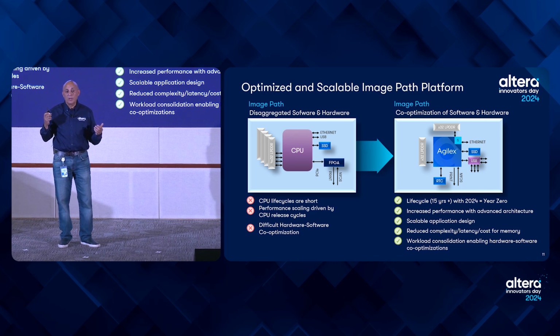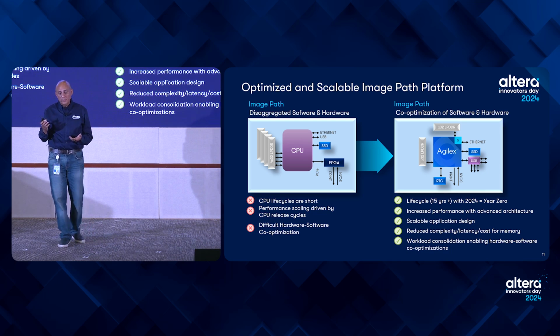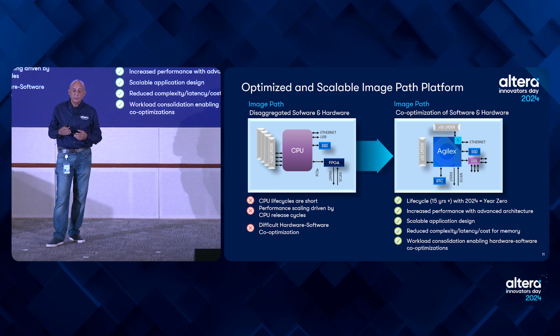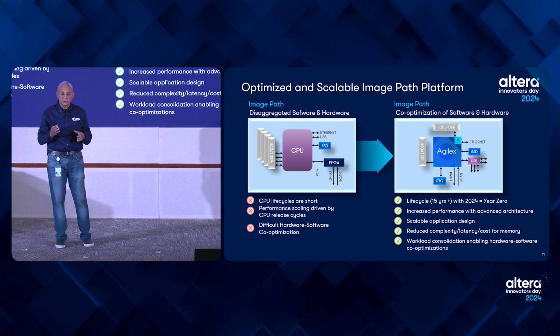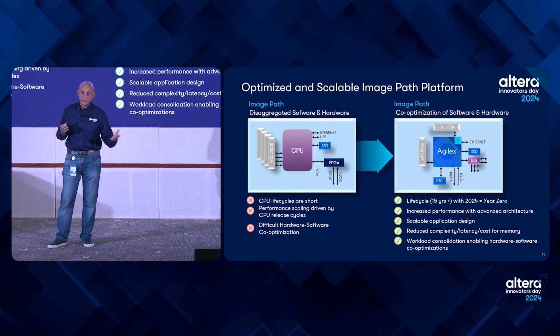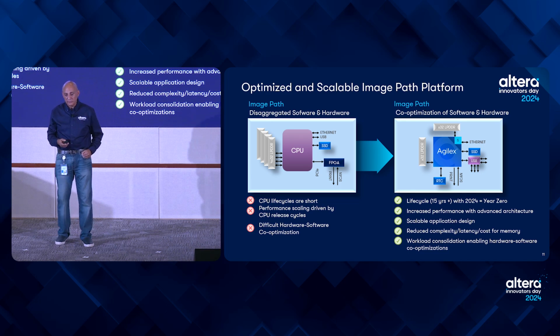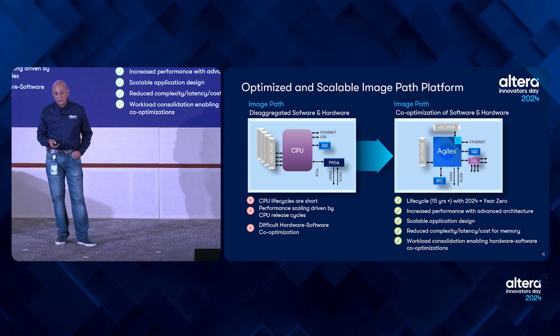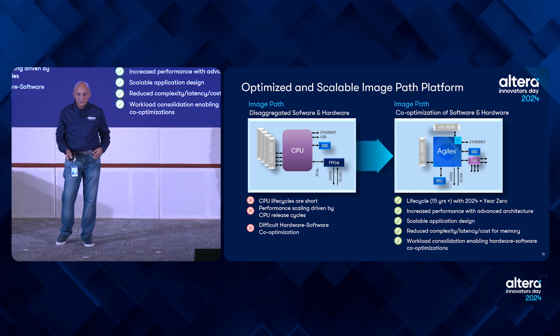You're able to now optimize hardware and software a lot more easily, and you can do workload consolidation. The other thing that may not be as obvious is that you're able to save costs because of memory consolidation. You don't have to have an FPGA memory and a CPU memory. A single memory can suffice, so it makes your application development a lot cleaner. The other thing is, because of the ability to be on the FPGA, you can scale your application design. And I'll show you this in the next slide.